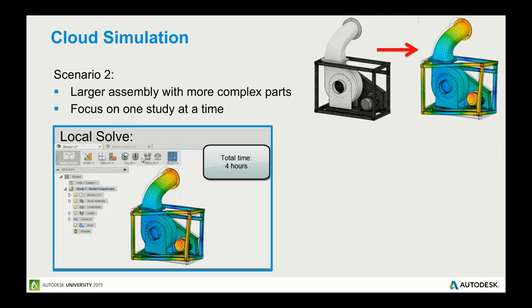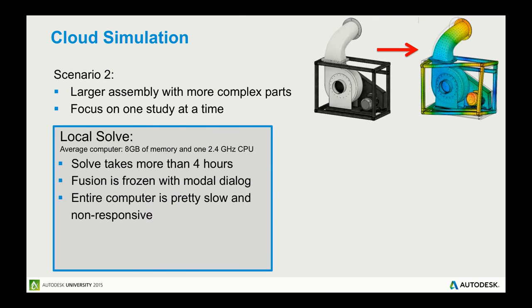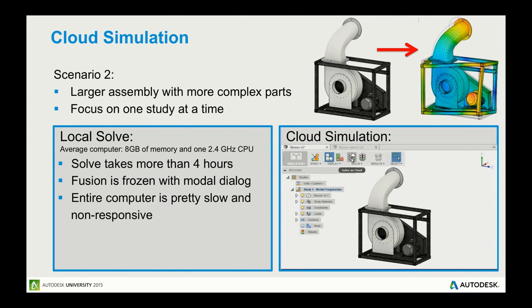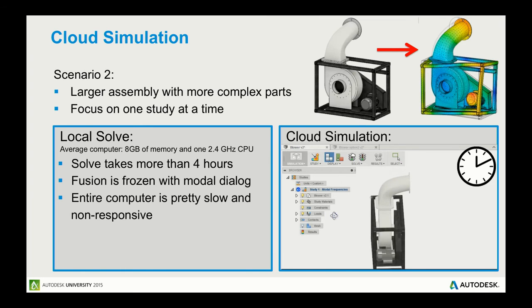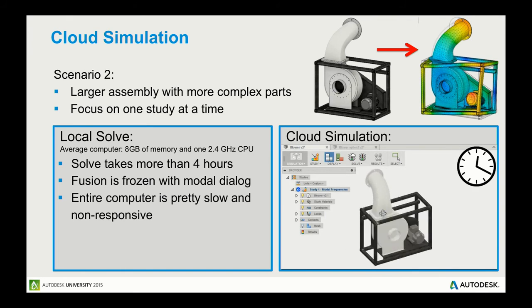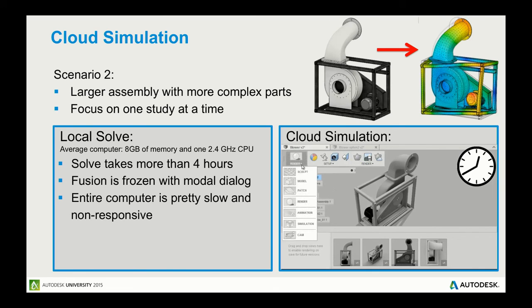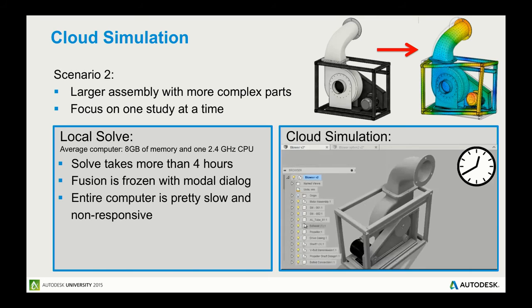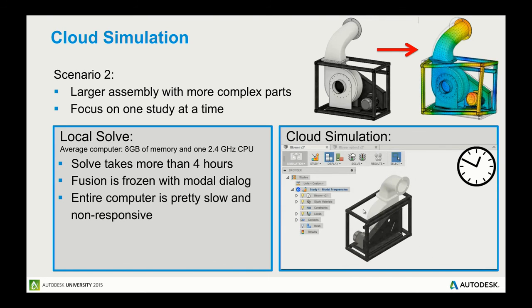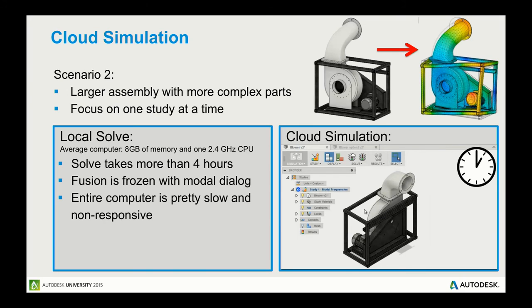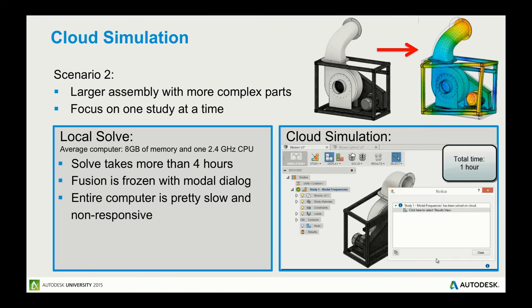Now let's compare it with the cloud simulation. With cloud simulation, I click the cloud solve, and it starts to do the job on the cloud. So I can continue to use my Fusion, I can review what's happening, I can go to the visualization, I can do whatever I want because my Fusion still works. It's not loaded by the heavy calculation task because it's happening on the cloud. And when the results are done on the cloud, I can see the notification here, and I can click it and display the results.